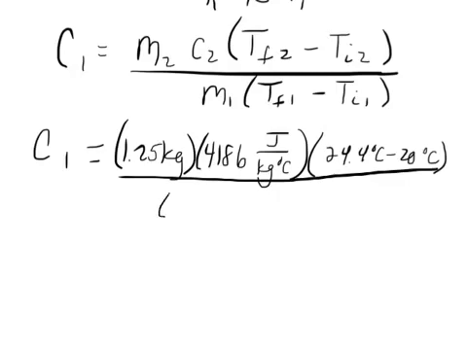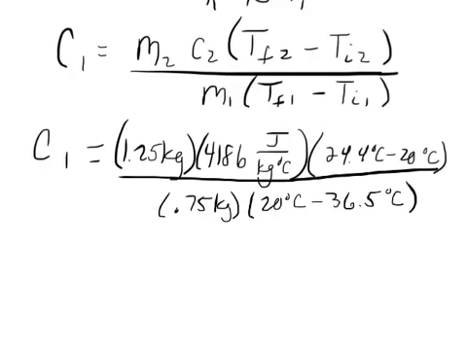All over mass of the cup times, and let's look at our temperatures. We had final temperature is 20 degrees Celsius minus initial temperature of 36.5 degrees Celsius. Now, you're immediately probably saying, well, you're crazy because take a look at this, you're going to get a negative answer, and that is true. You will get a negative answer if you just do this.